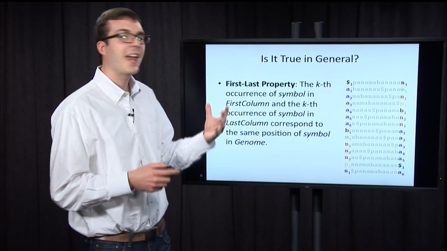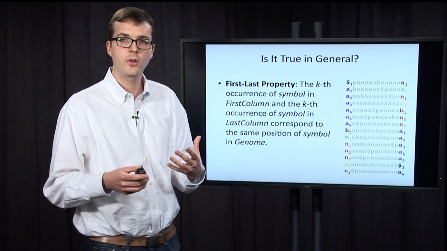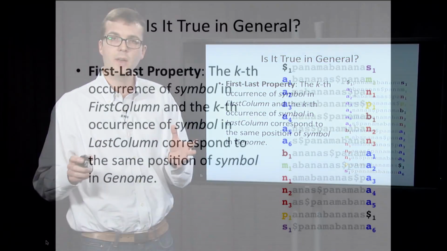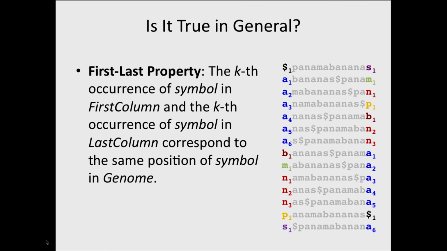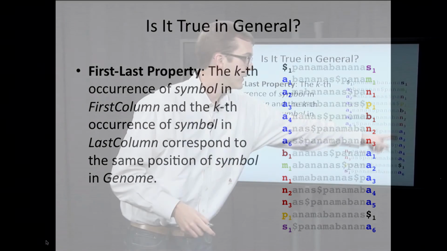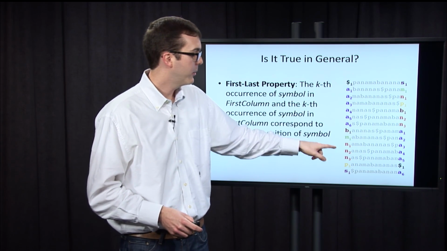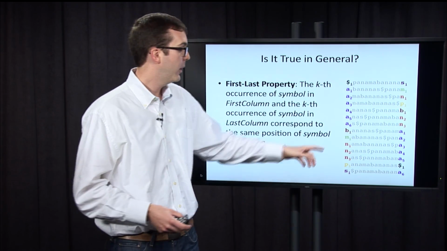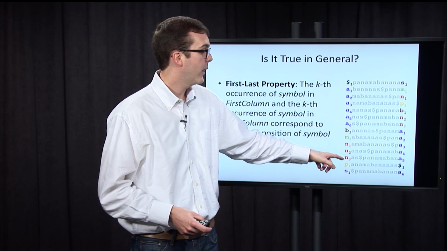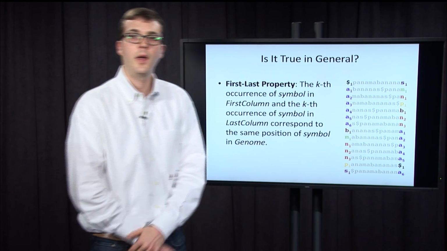Well, we say the kth occurrence of any symbol in the first column and the kth occurrence of any symbol in the final column of the Burrows-Wheeler matrix correspond to the exact same position of that symbol in the original genome. So you can index your occurrences of each symbol in the first and last column. You can index the 6 A's here and the 6 A's here, and that means that they correspond to the same positions. The only other interesting symbol here is the N's. And we mentioned this before, but we can index N1, N2, N3, and they correspond to N1, N2, and N3 in the last column.